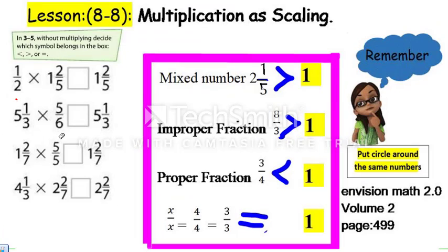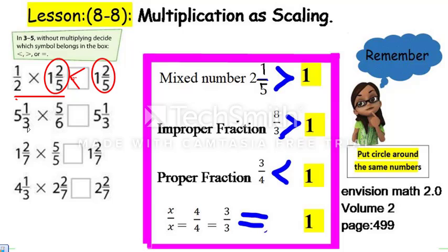First step, put a circle around the same number. Look at the left side here. 1 and 2 out of 5 is multiplied by half. Half is a proper fraction, and any proper fraction is less than 1. When you multiply a number by a number less than 1, the product is going to be less than the other number on the right. So the product here is less than 1 and 2 out of 5.